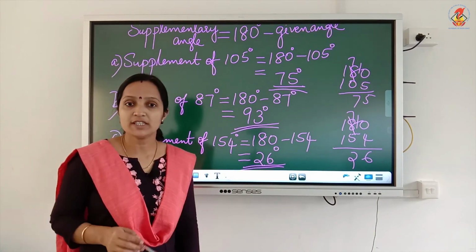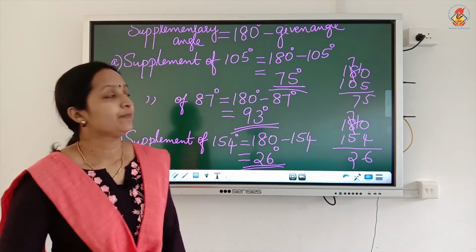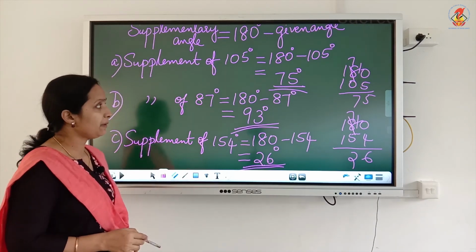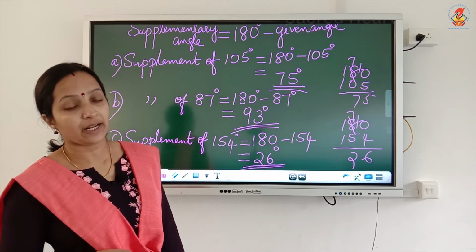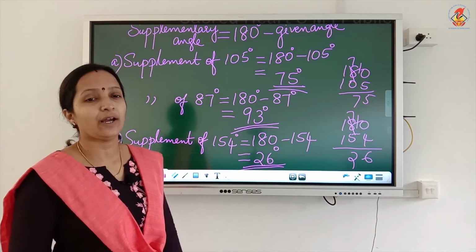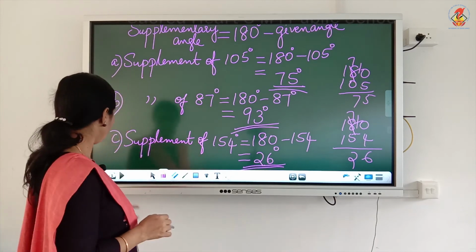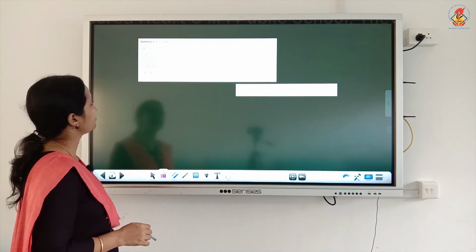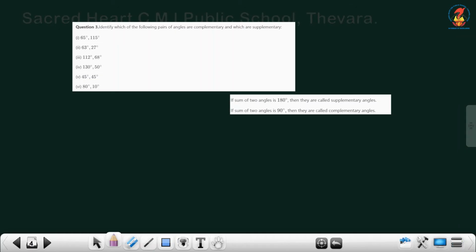I hope all these questions are clear. So, for finding the supplement of the given angle, you have to subtract it from 180, or for finding the complement of the given angle, you have to subtract it from 90. Okay, now move to the next question. Identify which of the following pairs of angles are complementary and which are supplementary. This is question number 3.